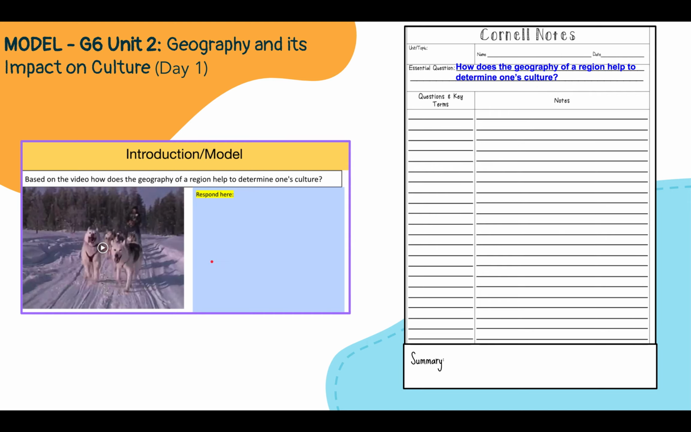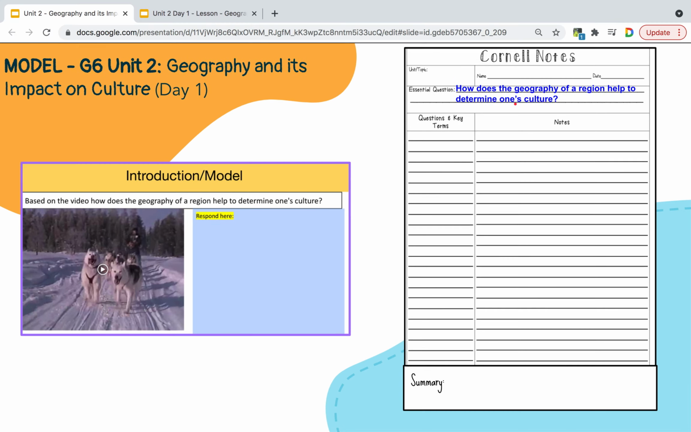So as I view the video, what I'm looking for is any information about the geography, for example, like the land, the weather, and any information about culture. So let's get to it.